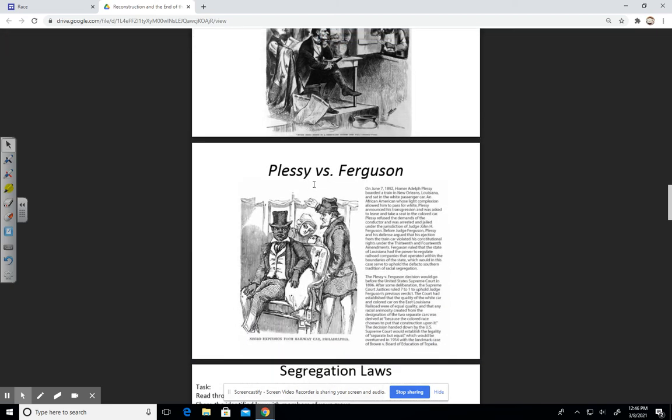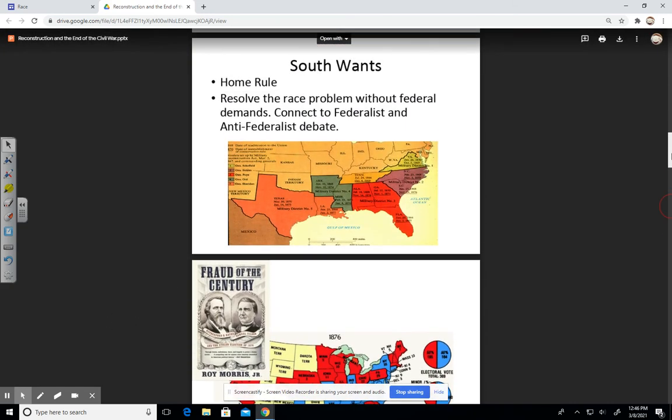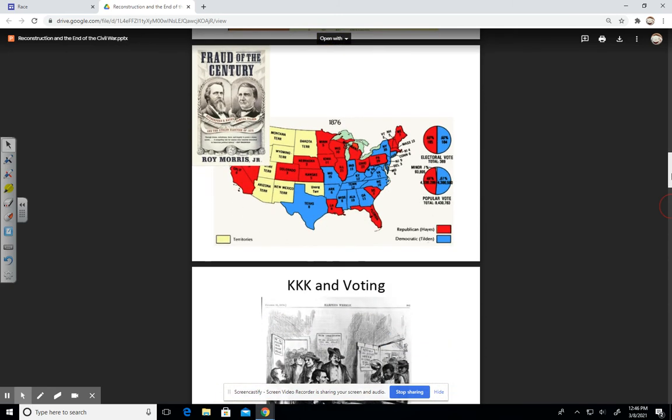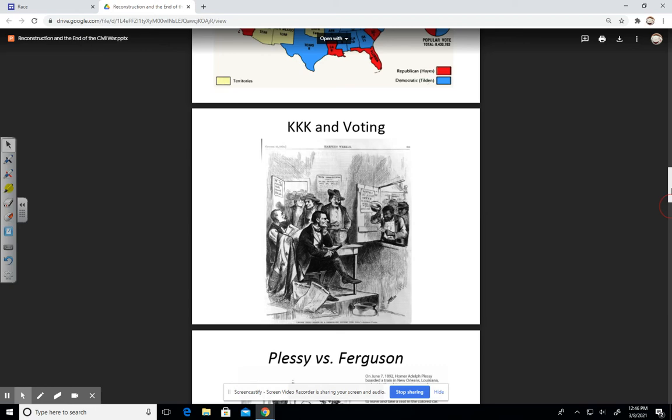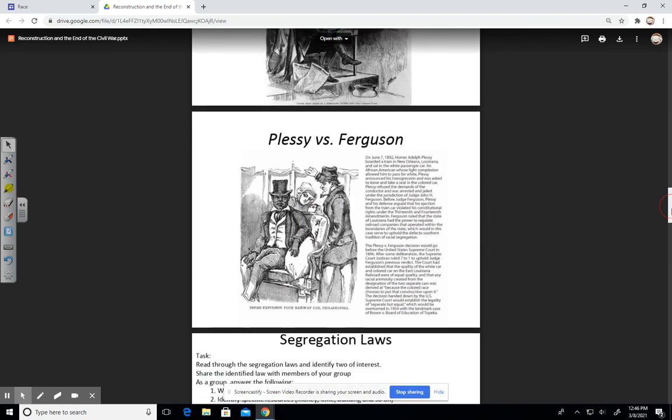So the Plessy Ferguson is another case that gets the South home rule. And in this particular case, we're looking at state law. So for the most part, once we see the districts removed in the Compromise of 1876, the South is on its way to having home rule. We already know that the Klan is initiating a lot of violence, trying to terrorize these individuals. But the Plessy Ferguson case is like the nail in the coffin here, because this is where you get the federal government to support segregation laws.